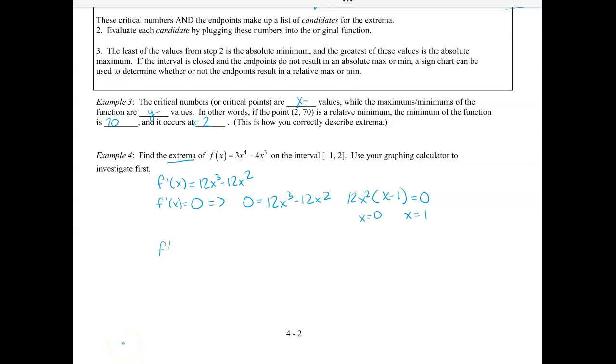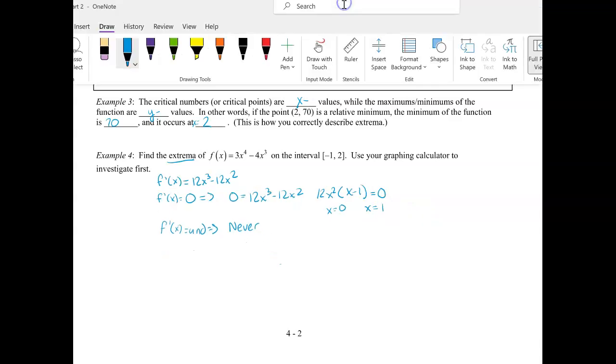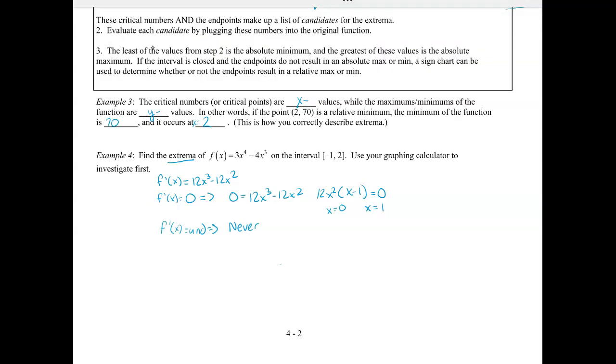Alright, we've also got to figure out where f prime of x is undefined. And that's going to be never in this case. It's a polynomial. There is no denominator. That's another dead giveaway that it would be undefined somewhere. That's probably the most common one to say, hey, you've got undefined that you need to take care of. But on this one, it's just a polynomial. Nothing special. Alright, so now we're done with that part.